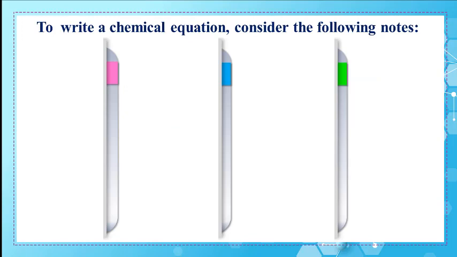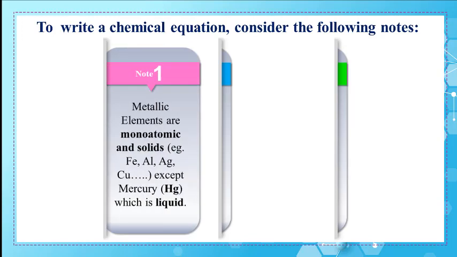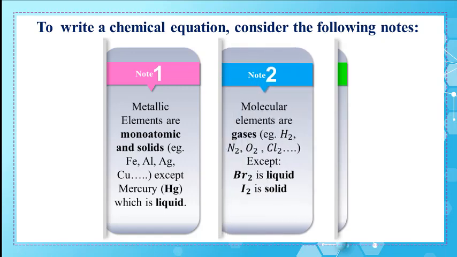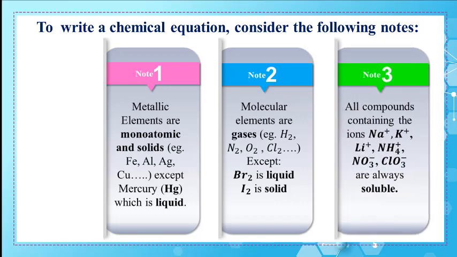To write a chemical equation, consider the following notes. Metallic elements are monoatomic and solids. Example: Fe, Al, Ag, Cu, except mercury, Hg, which is liquid. Molecular elements are gases. Example: H2, N2, O2, Cl2, except Br2, which is liquid, and I2, which is solid.